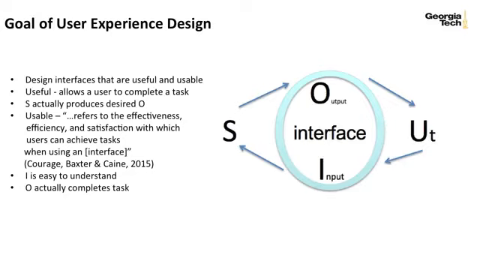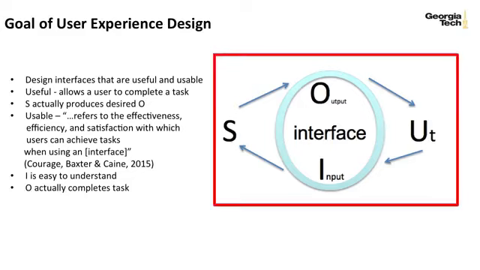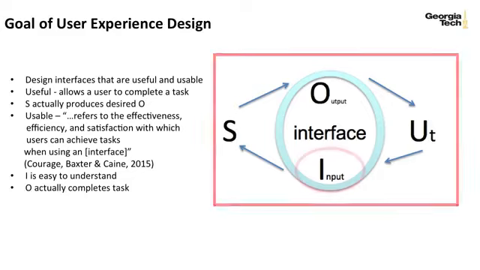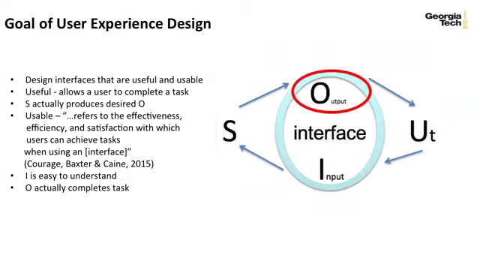This notion of desired outcome brings us to the goal of user interface design and having a positive user experience. That is, to design interfaces that are useful and usable. By useful, I mean that it allows the user to complete a task. Back to our graph, the system will actually produce the desired outcome. By usable, I refer to the fact that the user can accomplish the task in an effective, efficient, and satisfying manner.